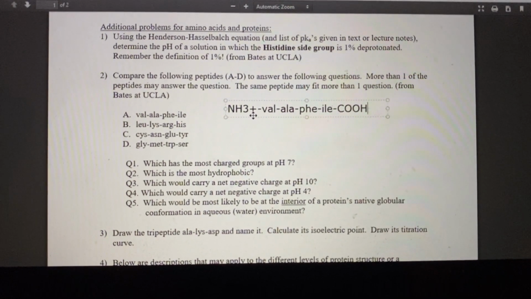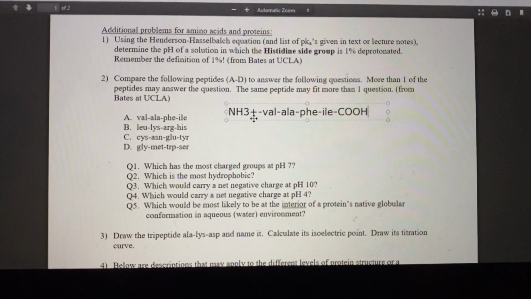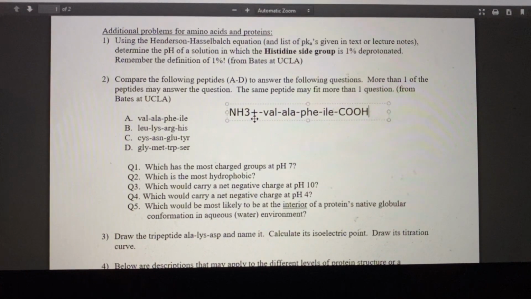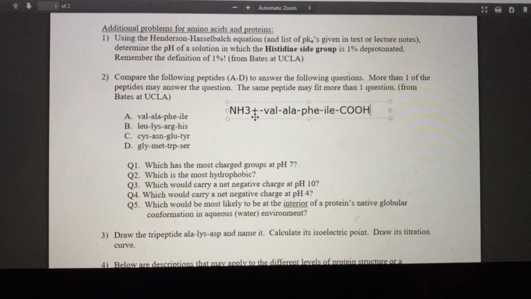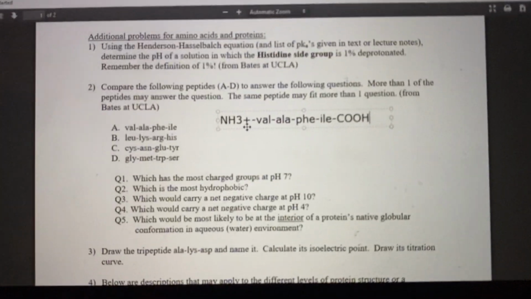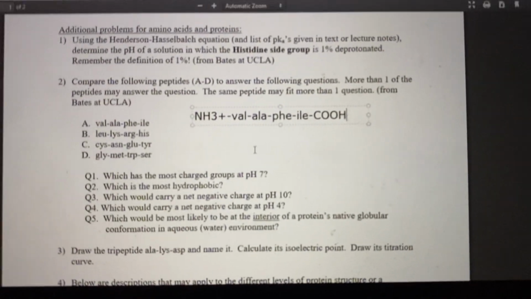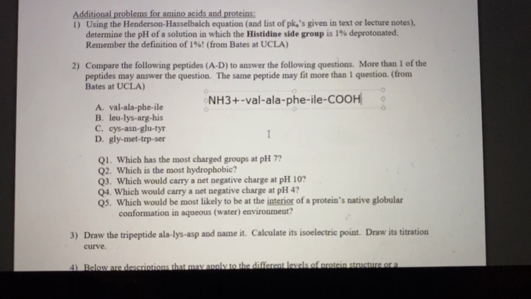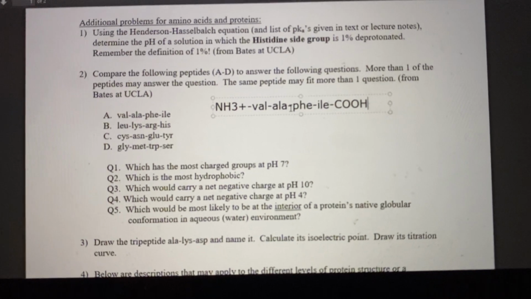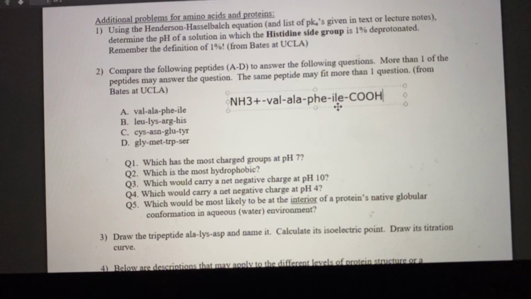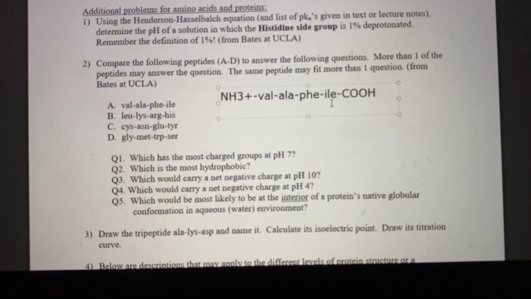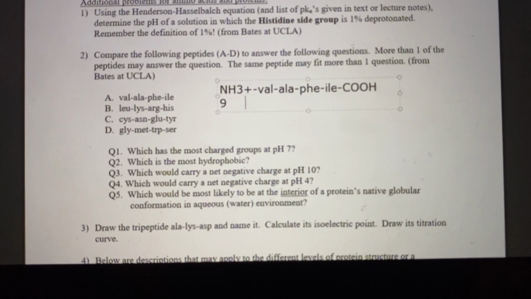Also, you want to look up the pKs. If it's a quiz or exam, I give you the pKs. If you didn't buy the textbook, I did post the PDF of the textbook, which would have the pKs in it. Okay. So for any of these, if you're given the pKs, for instance, so to answer these questions, you may want to label them also with the pKs.